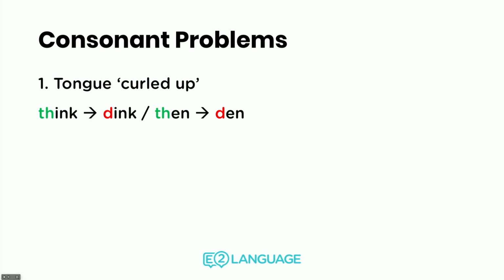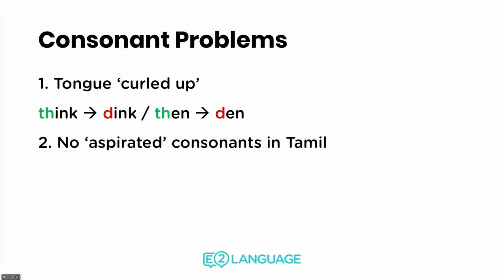Or another one is the voiced th, which becomes den instead of then. So we'll do some work on that. In Tamil and other Dravidian languages, there are no aspirated consonants. What I mean by that is, if you're saying the sound p, for example, in English, if you put your hand here, p, p, p, you can actually feel the air hit your hand, okay? Apparently in Tamil, you do not have any of these aspirated consonants.